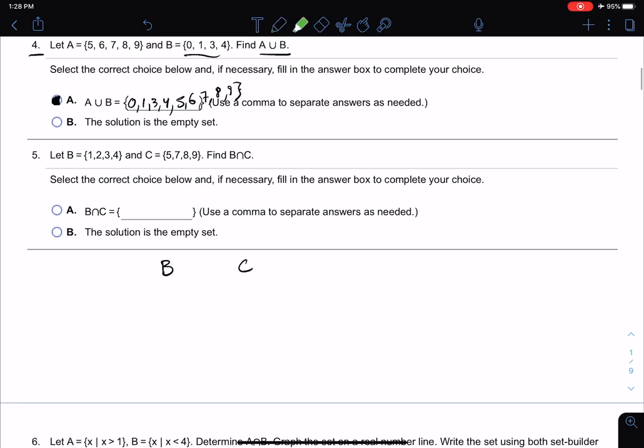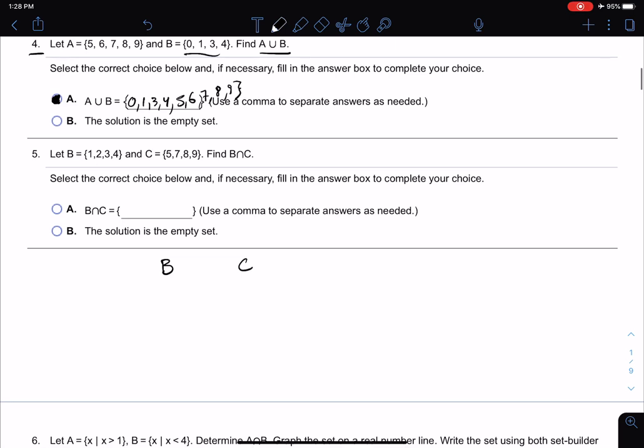Let's also see if we can find any of the overlapping. And I'm looking here, and I don't see anything overlapping, right? So if I were to draw these two sets, set B would be 1, 2, 3, 4. And set C, they're mutually exclusive, 5, 7, 8, 9.